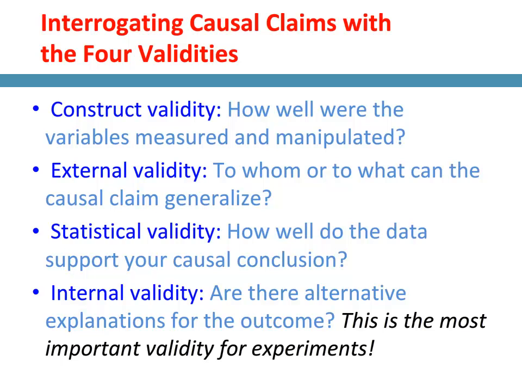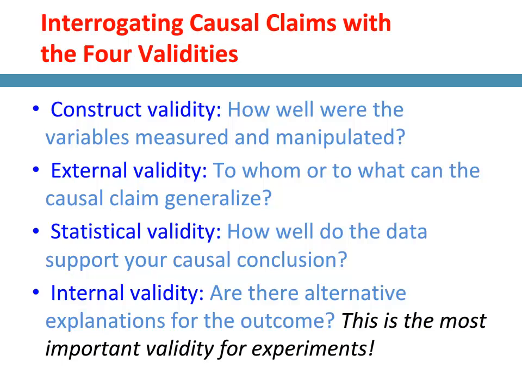So in looking at a causal claim in particular, so you're saying one thing causes another, these are some specific questions that you can ask. So first of all, how well were the variables manipulated? How well were the variables measured? How did they measure depression? How did they try to induce depression in these people? Do you think that's an effective manipulation? Has it been used before? When it was used before, was it successful? All of those kinds of questions.